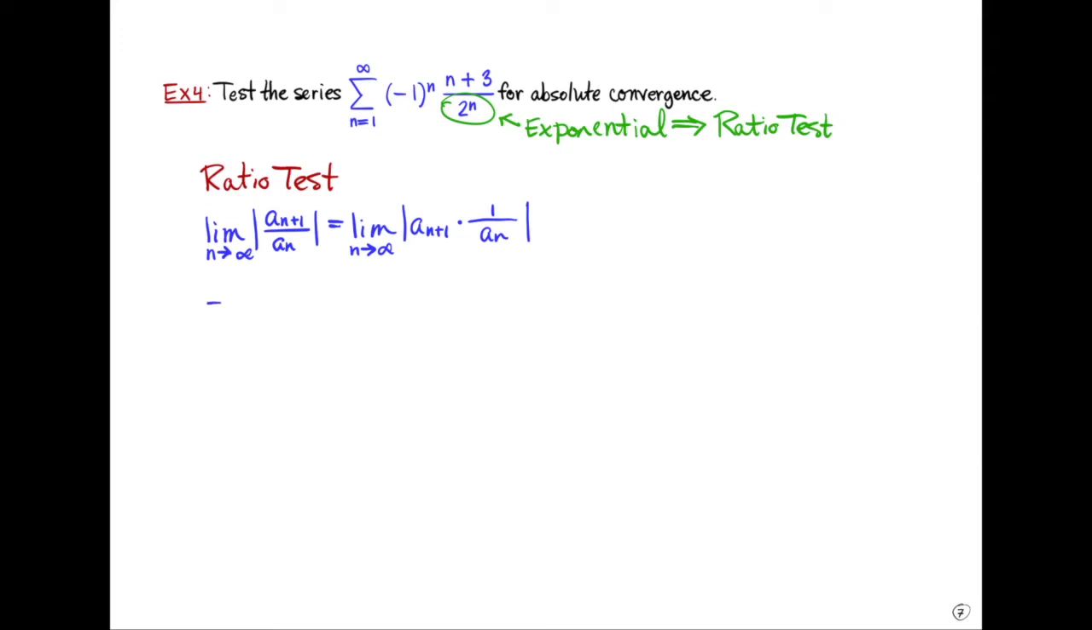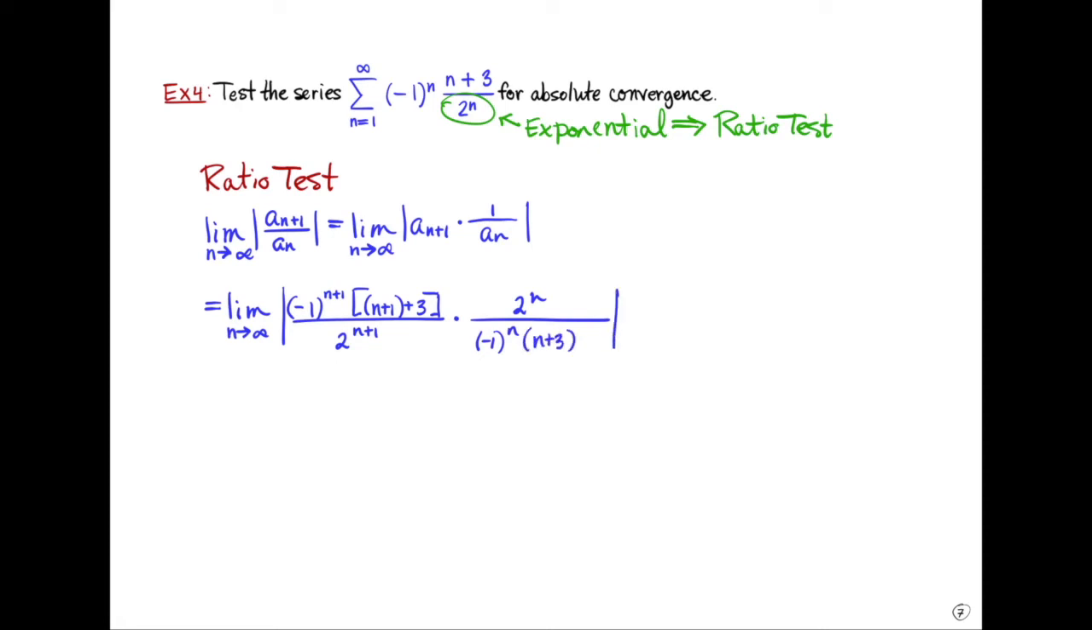So we have the limit as n approaches infinity of the absolute value of a sub n plus 1. So we would have -1 raised to the n plus 1, times n plus 1 plus 3, and in the denominator 2 raised to the n plus 1. And now this is going to be times the reciprocal of a sub n. So times 2 to the n in the numerator, and in the denominator, -1 to the n times n plus 3.